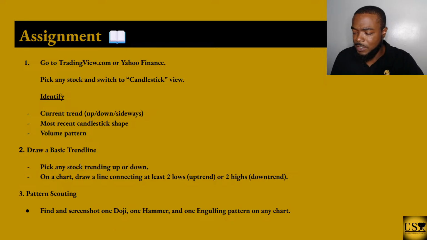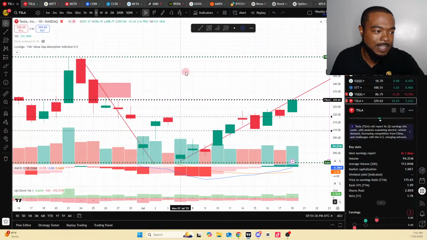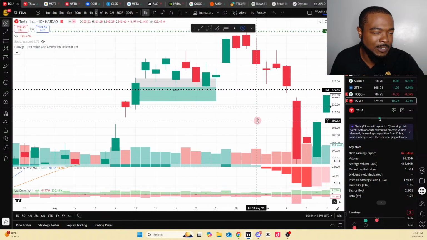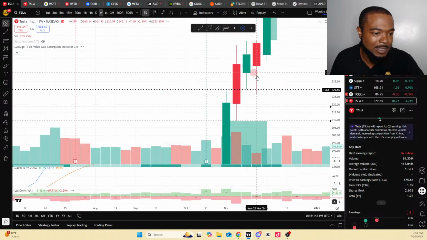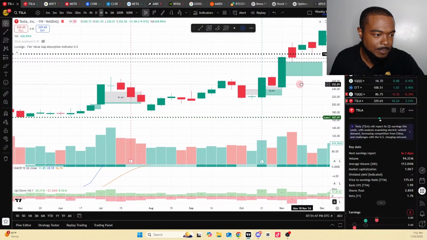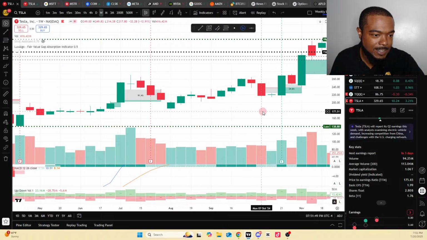I don't think I showed the engulfing. Let me show the engulfing. How does an engulfing candlestick look? So it's not too often you get a pure engulfing candlestick. Let me look on the weekly. I think we may get some on the weekly. Let me see if I can identify one.